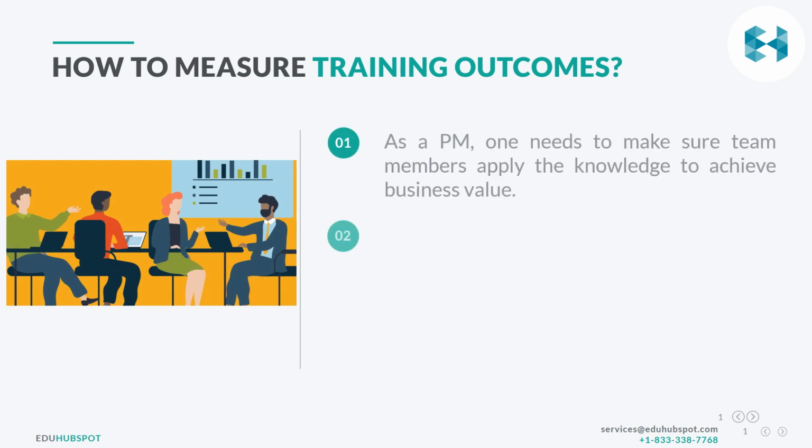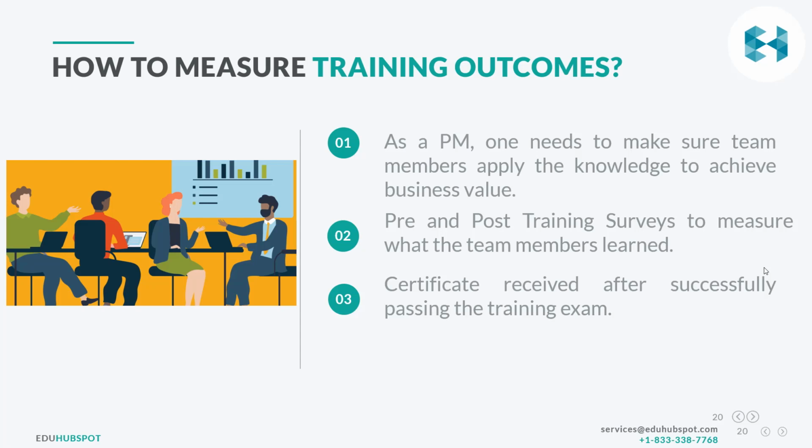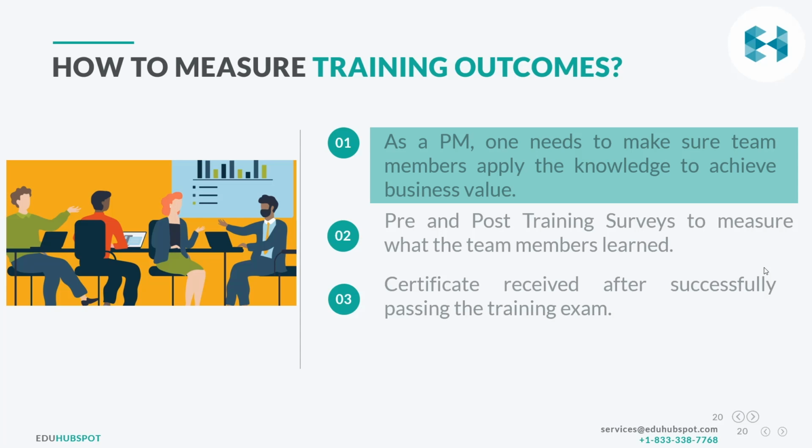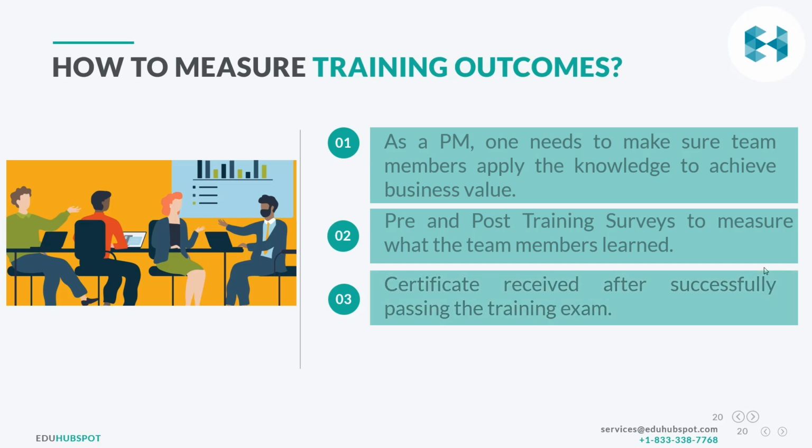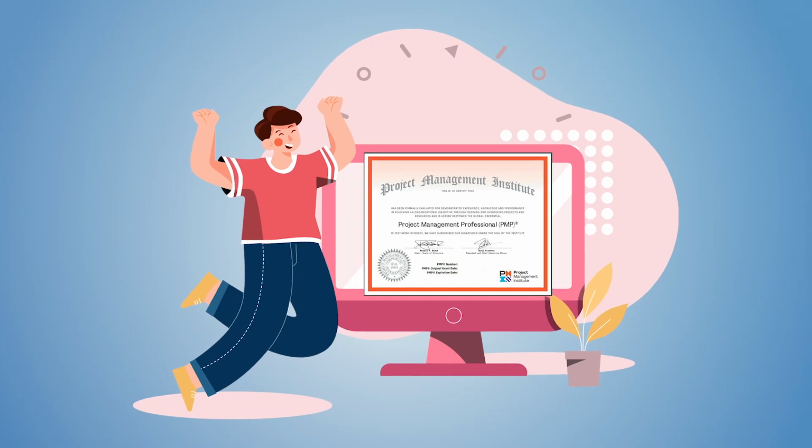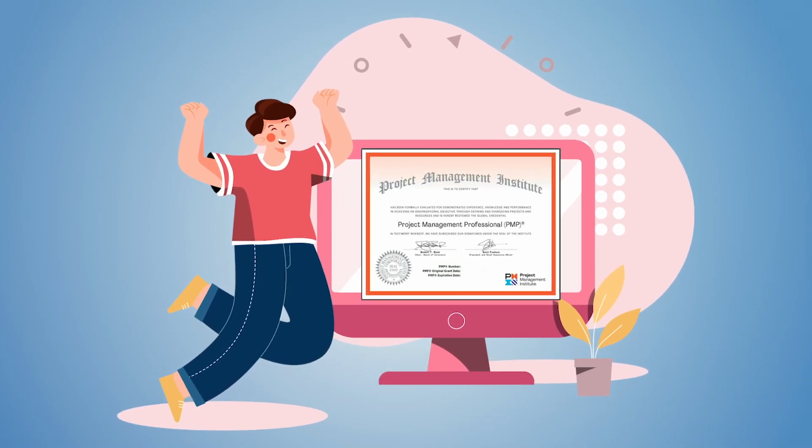How do we measure these training outcomes? After the end of the training, we send a survey, right? Same thing. As a PM, one needs to make sure team members apply the knowledge to achieve the business value. Pre and post training surveys are done. A certificate is received after successfully passing the training exam. Exactly, right? How do we measure? We'll give you a pre-survey, talk to you. Once that is done, after the class, we'll do a post-assessment survey. We'll do a pre-test and post-test, right? Throughout the journey, we'll give you the 35 contact hours, which will make you eligible for the exam. Then also when you pass the PMP, that's the certificate I'm really after. That's what I always look for.